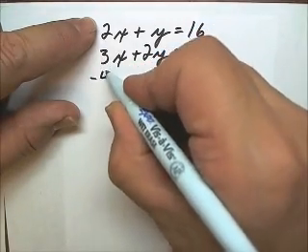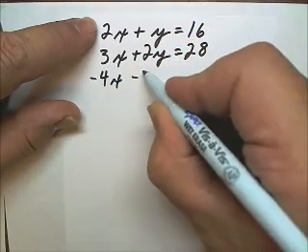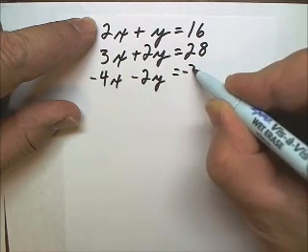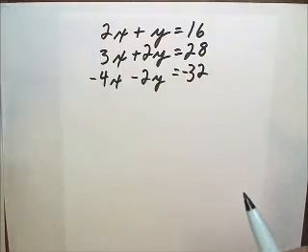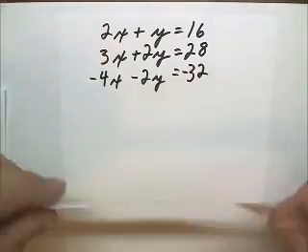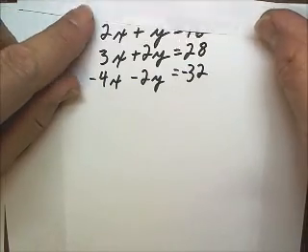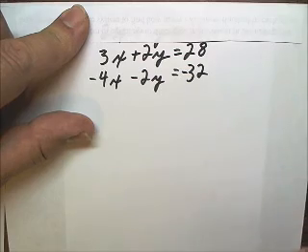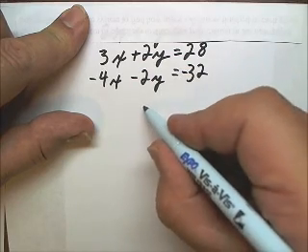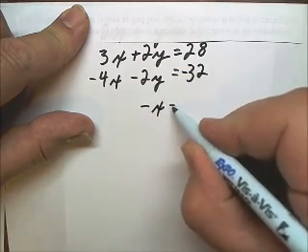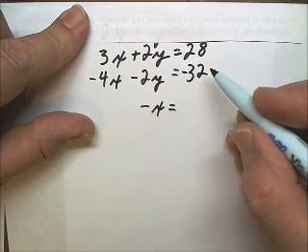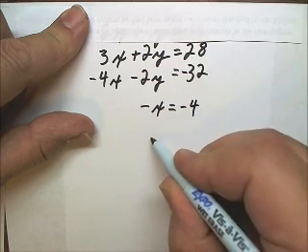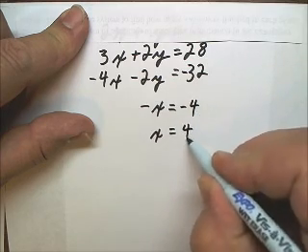So that's -4x minus 2y equals -32. Okay, so this equation is equivalent to the first equation, and now I'm going to add them together, and I get -x equals -4. So that means x equals 4.